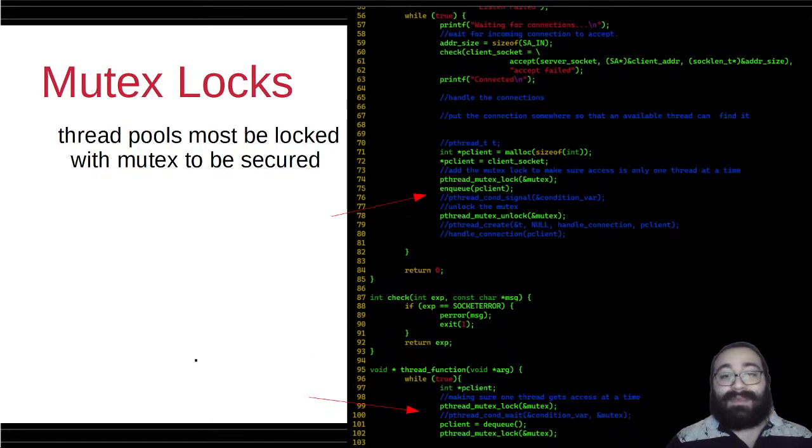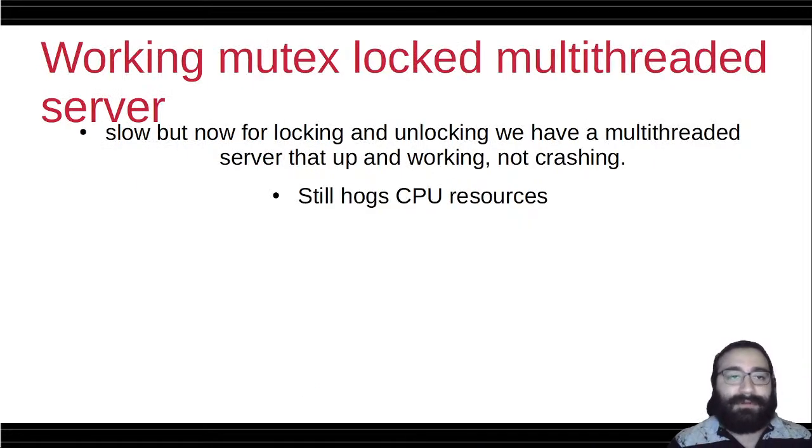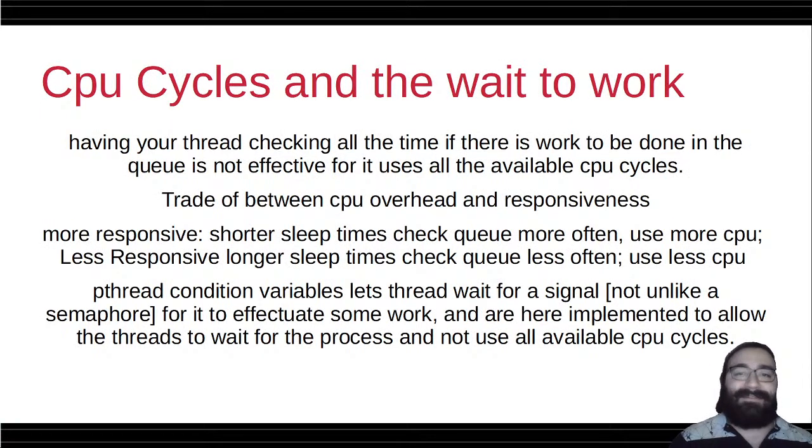We're going to sandwich the locks right before and after the queue, lock and unlock, and pass the mutex. Working with the mutex locks, the multithreaded server is slower now for locking and unlocking, but we have a multithreaded server that is up and working and not crashing, but it's still hogging CPU resources, CPU cycles.